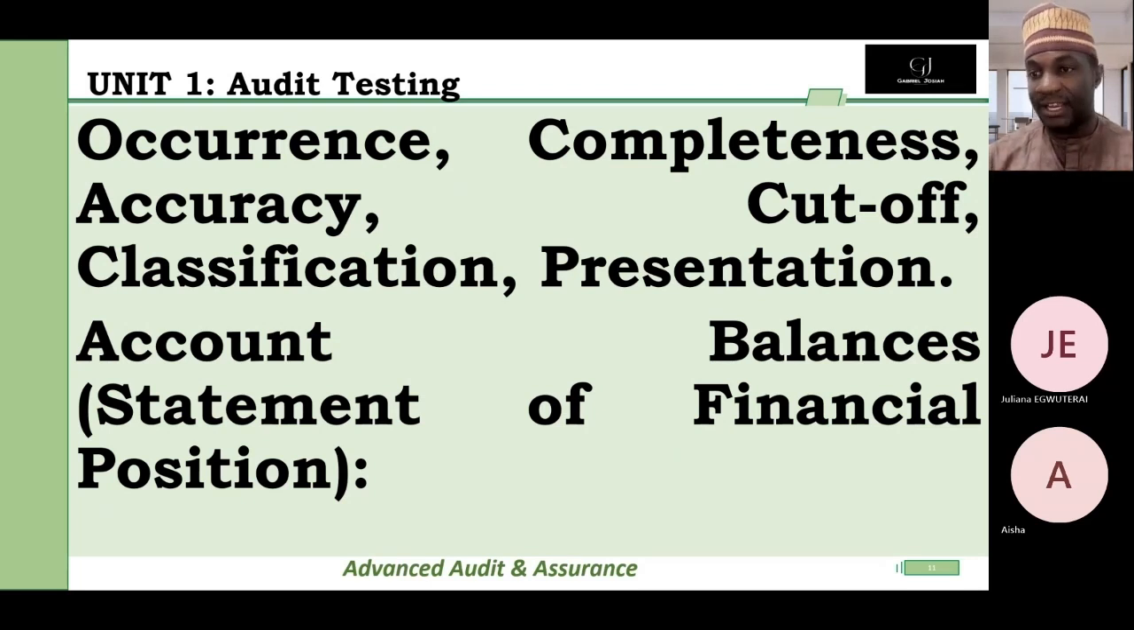Number three, it must be accurate. And there must be a cutoff. There must be classification and presentation. So the occurrence comes to the validity of the transaction. There was a posting. You purchased and you received those goods and you invoiced. Occurrence. And based on that occurrence, there must be completeness. The PO must be complete, the GRV must be complete, and the invoice must be complete. And there must be accuracy. No dichotomy between the values and the volume on those documents.